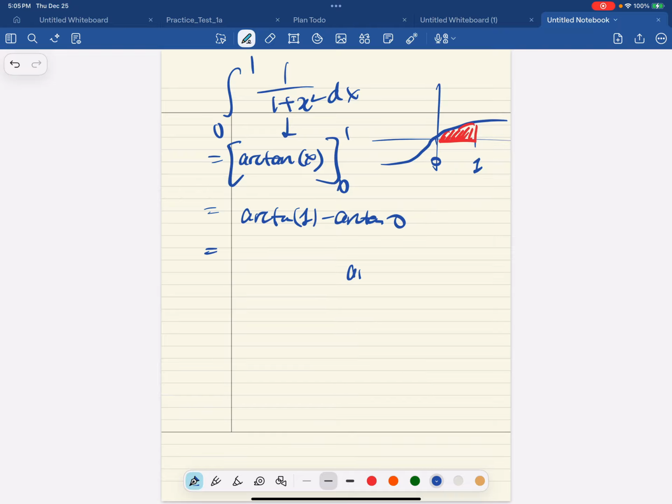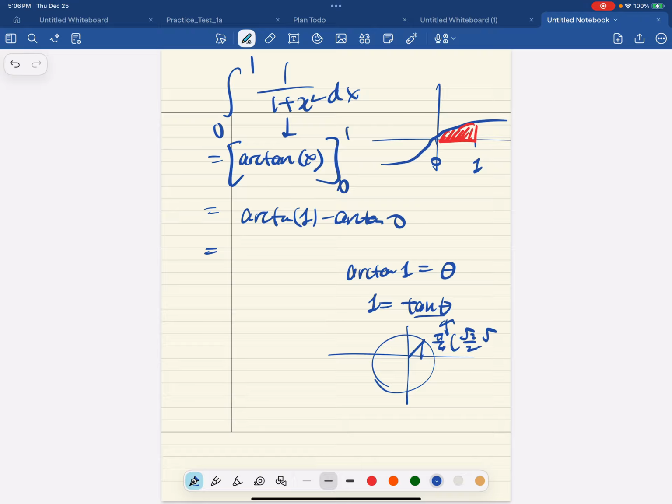But arctan, if you forgot, arctan 1 is equal to theta, because 1 is equal to tangent of that theta. So now you just need to look for an angle where tangent of that angle will give 1. In that case, it's going to be pi over 4. Pi over 4 has root 2 over 2, root 2 over 2, and just dividing that will give 1. So the first theta is equal to pi over 4.